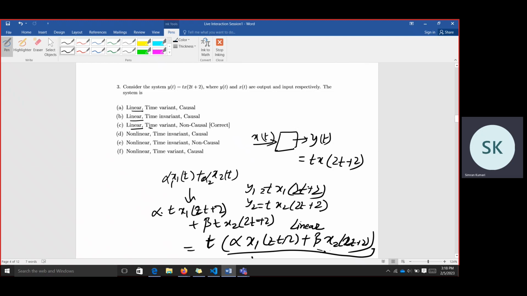So we have this option, time variant. And if we see this output at time t, it depends on x(2t plus 2). If we keep t out, t plus 1, something like that, so it will depend on a, even if we don't say, then this is a plus. So it says that it depends on a future value of x(t). Therefore, it's a non-causal system, because for a causal system, it should depend on present and past input. So this is correct.